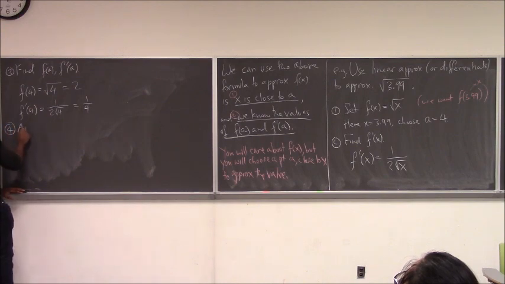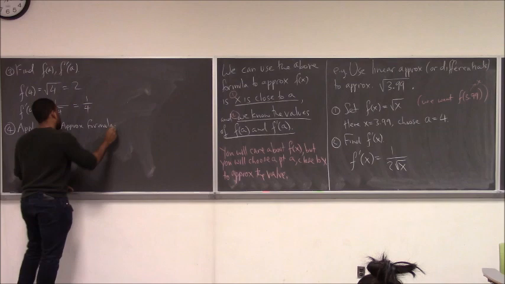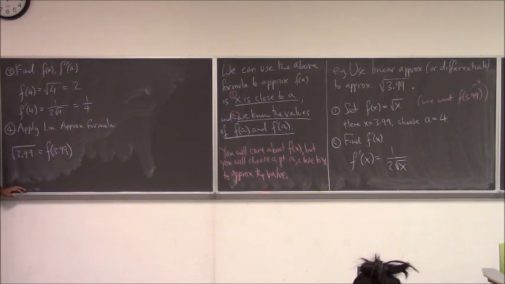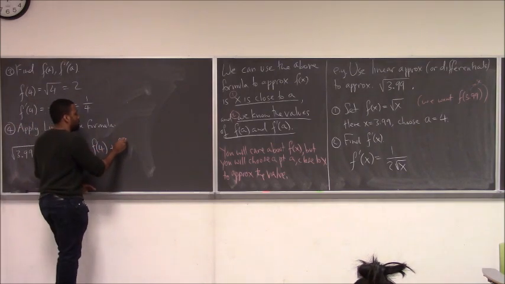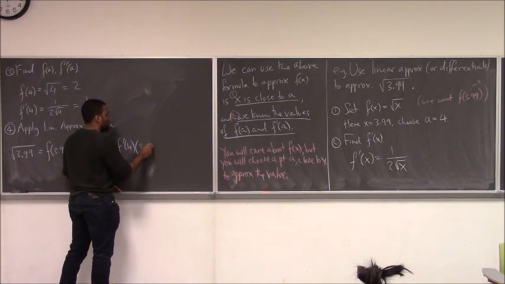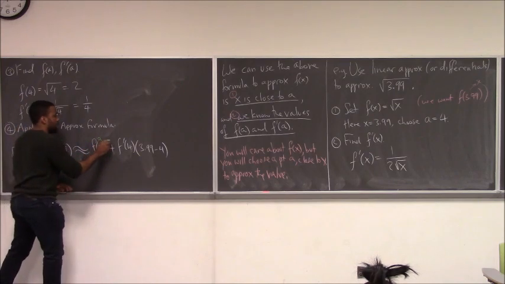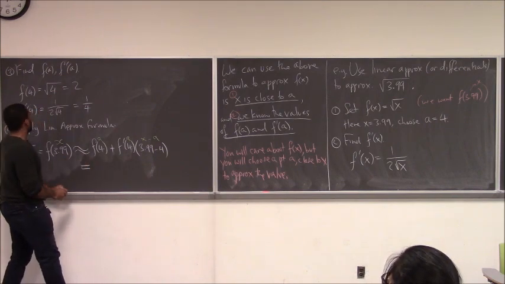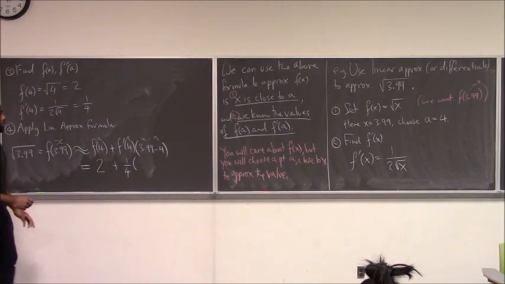Now, fourth, you're going to apply the linear approximation formula. So what we're going to see is that the square root of 3.99, that's what I actually care about, is just f of 3.99. But according to the linear approximation formula, that is going to be super close to f of 4 plus f prime of 4 times 3.99 minus 4. This is just me plugging the values into the formula. Here's my x, here's my a, x minus a. This is, of course, equal to 2 plus a quarter times, what is this going to be?